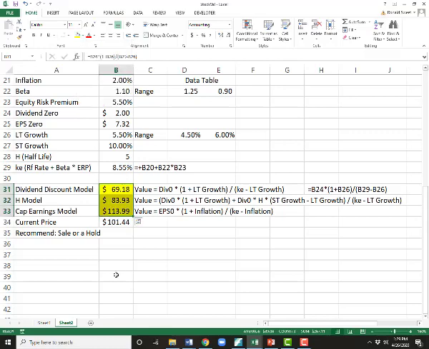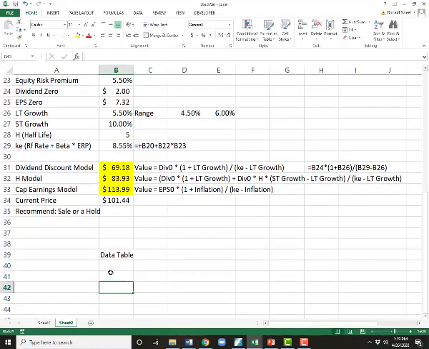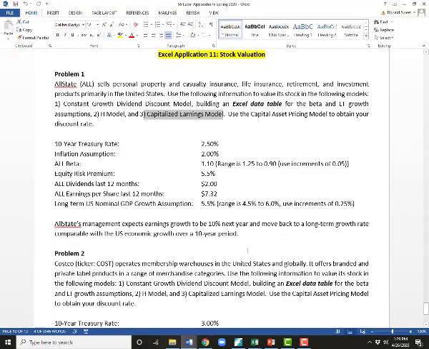So now what we want to do is a data table. And let me show you the data table. I'm a very big fan of a data table. I'm going to build it in B41. And where we start the data table, we want to put the formula in for the dividend discount model. So if you look back at the Excel application's instructions for the constant growth dividend discount model, we're going to build a data table, and here are our ranges. For beta, we want to range from 1.25 to 0.9.